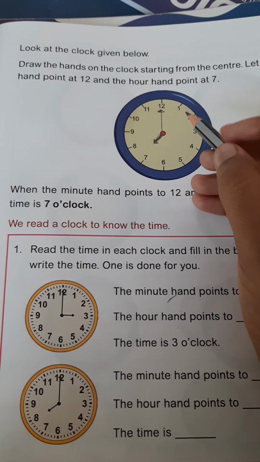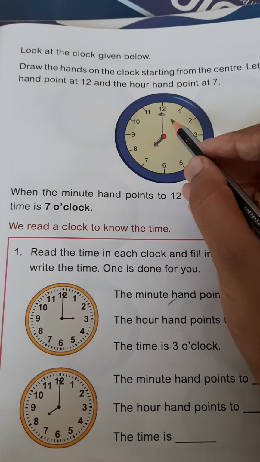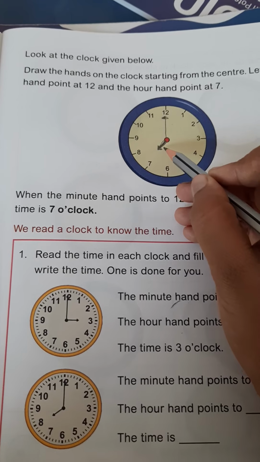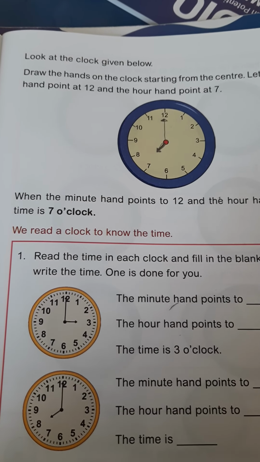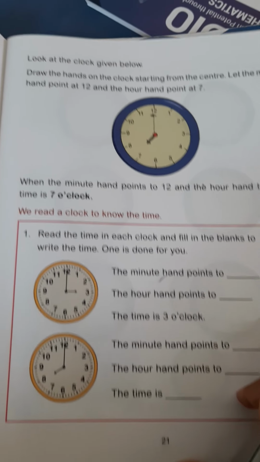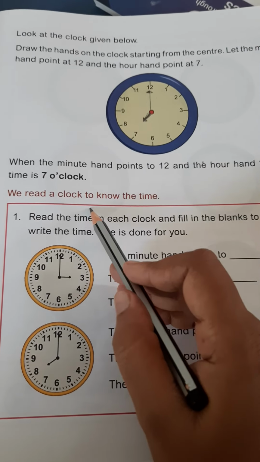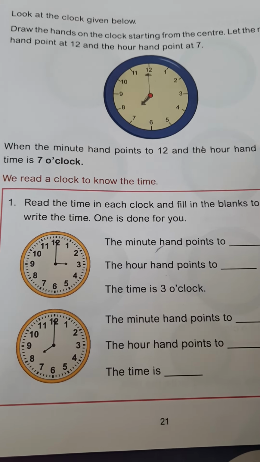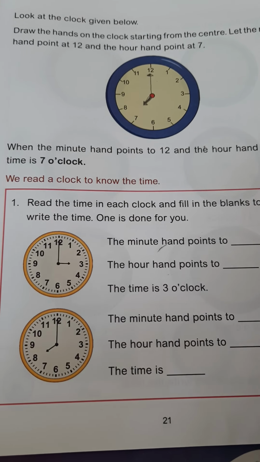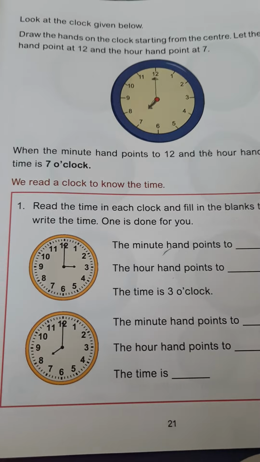Okay, children, once again I am repeating. Here the minute hand is at 12 and the hour hand is at 7, so we read this time as 7 o'clock. We read a clock to know the time. Yes, this is correct, children. We are using a clock to know the time.